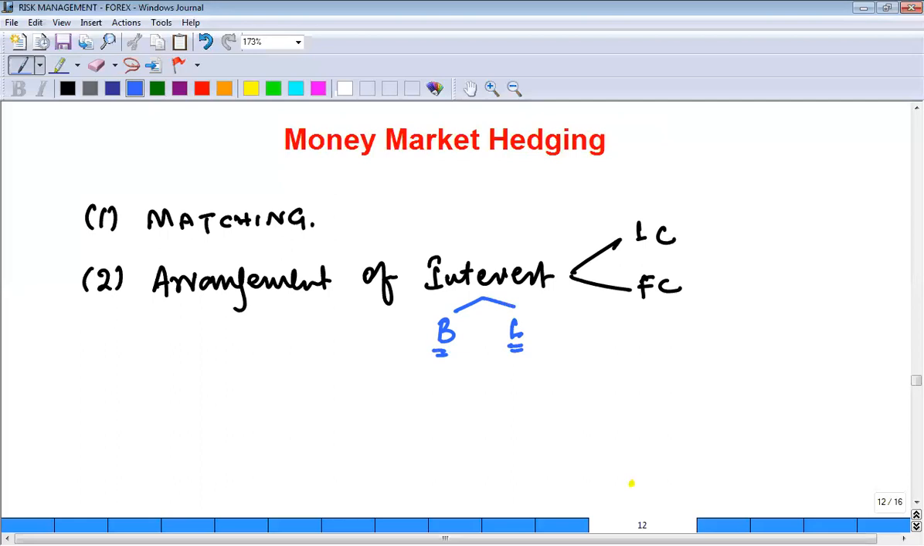Apart from money market hedging, what is the meaning of matching? Candidates, whenever we discuss risk management, either Forex or other than Forex, one of the techniques related to risk management is matching.